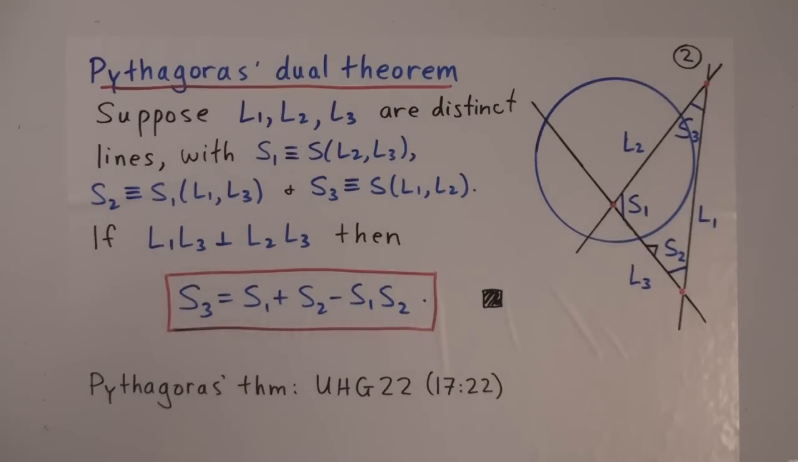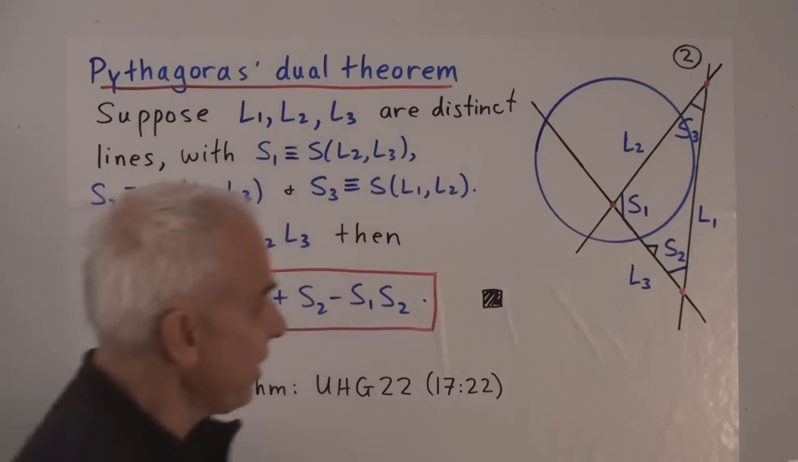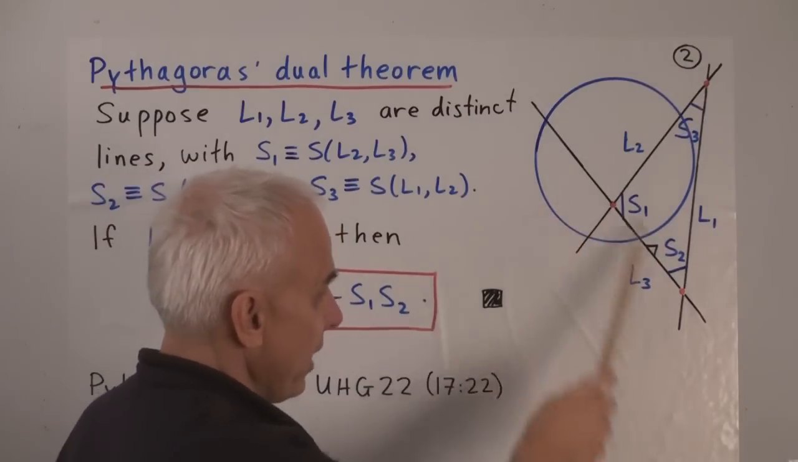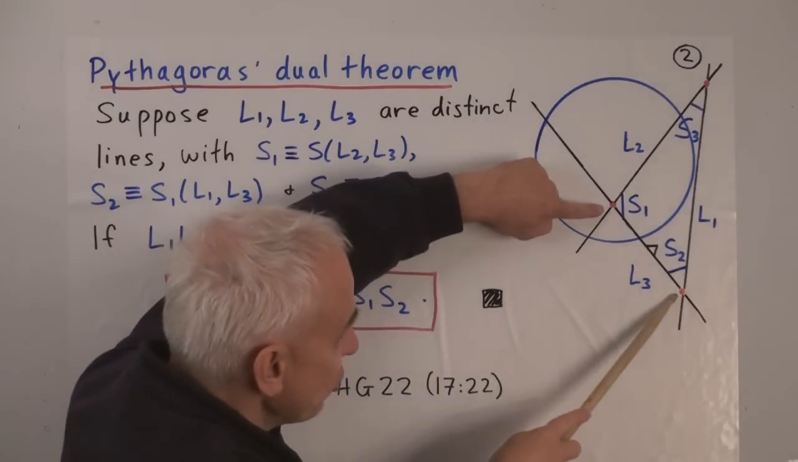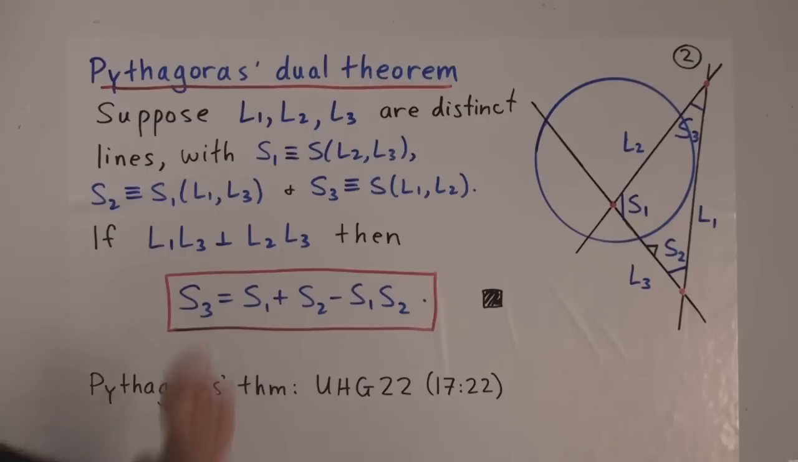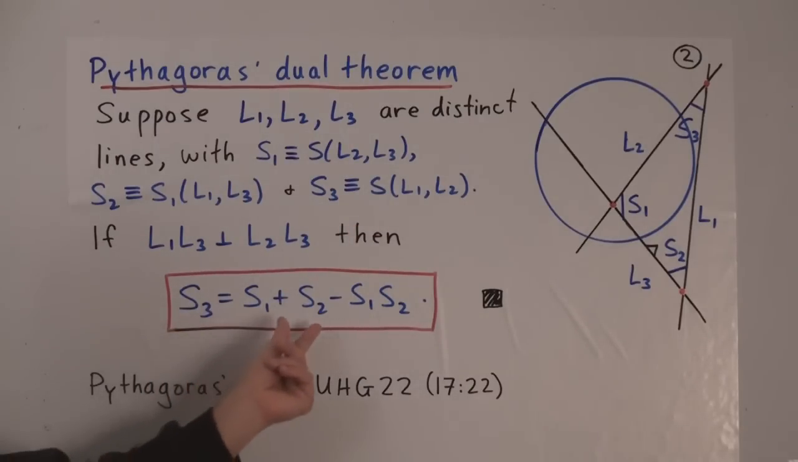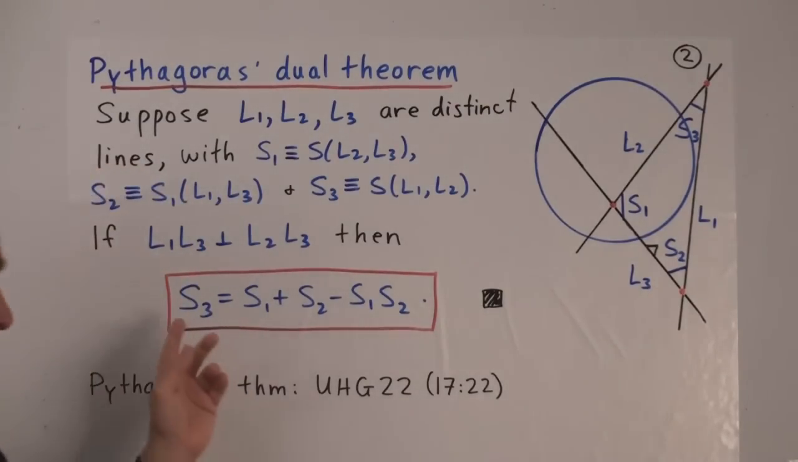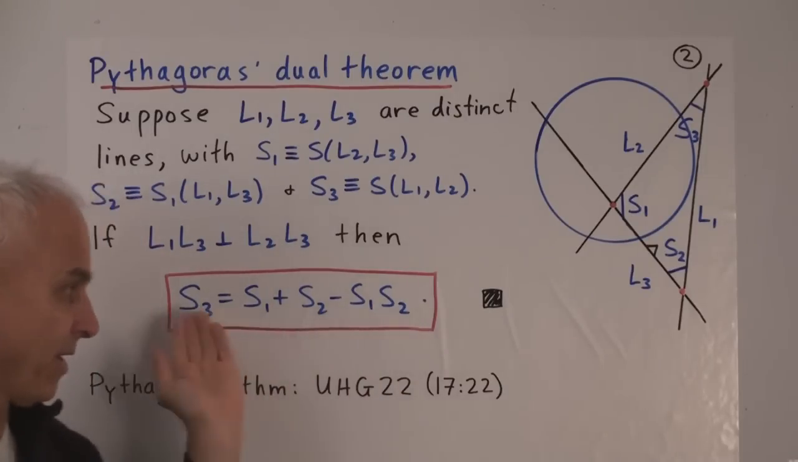All right, so Pythagoras' dual theorem is, well, we have three lines, L1, L2, and L3, and corresponding spreads, S1, S2, and S3. And then the assumption is that if L1, L3 is perpendicular to L2, L3, in other words, when the meet of the two lines L1 and L3, this point here, is perpendicular to the meet of the lines L2 and L3, in other words, that point there, when these two points are perpendicular, this is what we might call a right trilateral. Then there's a relationship between the three spreads. And the relationship is S3 equals S1 plus S2 minus S1 times S2. So exactly the analog of the Pythagoras' theorem, except instead of having Q3 equals Q1 plus Q2 minus Q1 times Q2, they're all spreads instead.